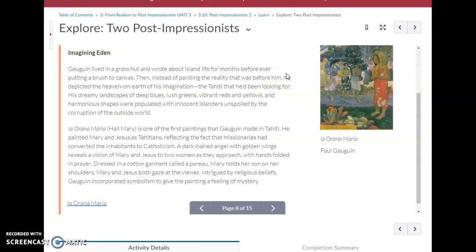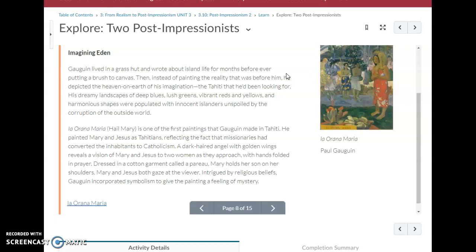So, he goes to Tahiti, he lives in a grass hut, and he writes about living on the island for months before he ever tries to paint living on the island. Whenever he does decide to finally paint his life on the island, he decides that he's going to paint it the way he wished it would be when he got there. We said earlier he was disappointed when he got there because the island was already under the influence of Western culture. And so he's like, I'm going to paint this island the way I wanted it to be when I came here. And that's what he did.